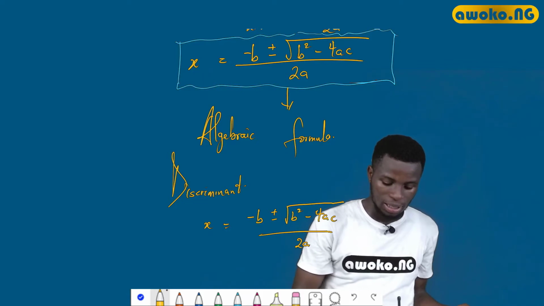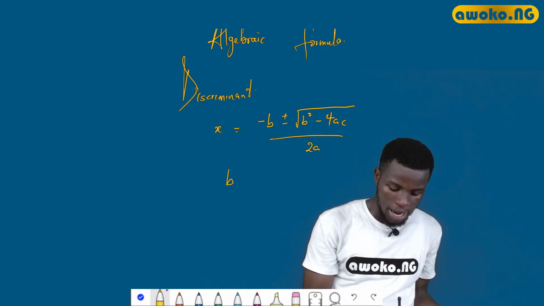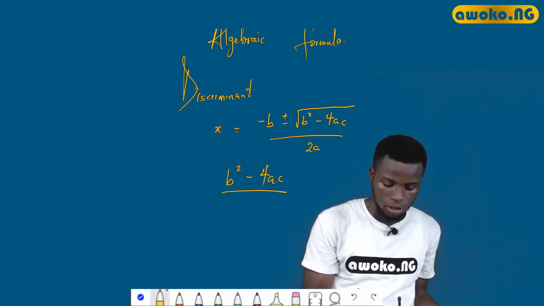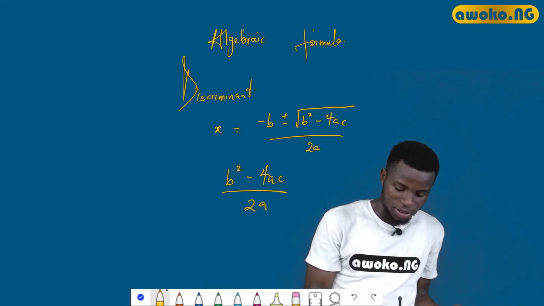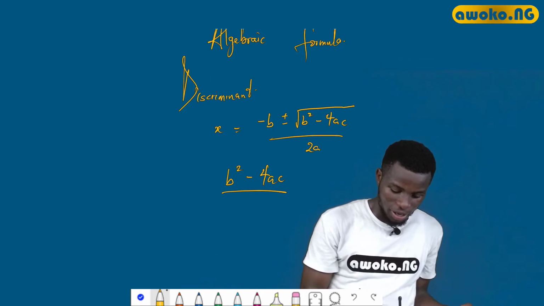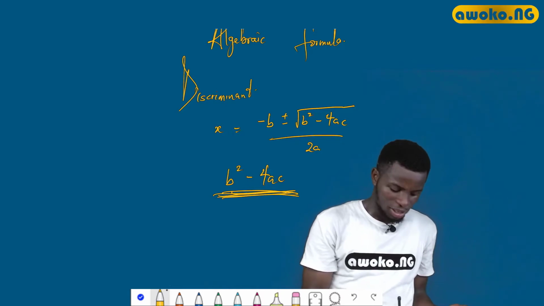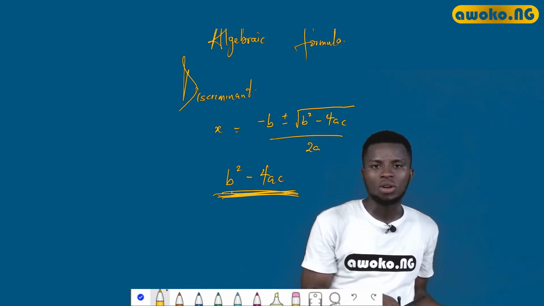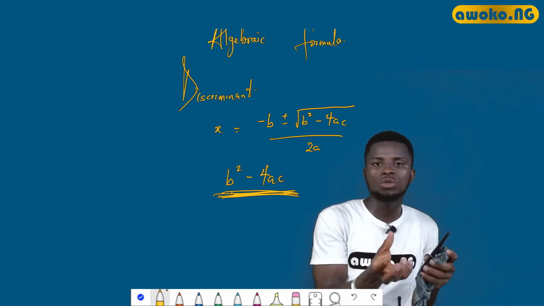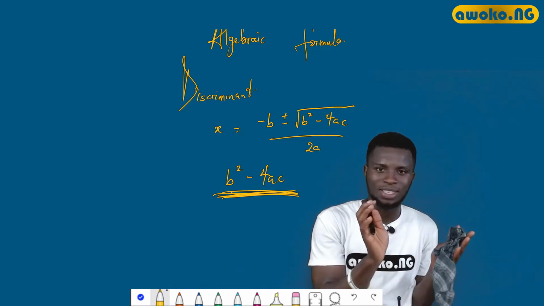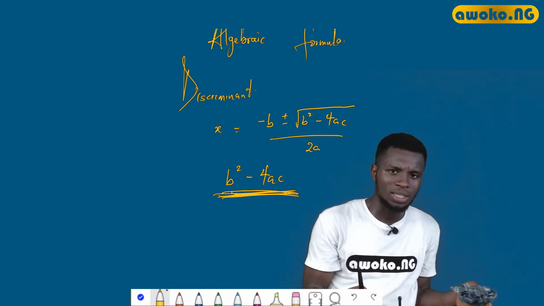Now, the discriminant in this general form is nothing but b squared minus 4ac. The 2a is not part of it, okay? Now, what is this discriminant talking about? This discriminant is actually telling us the nature of the roots of the quadratic equation. That is just it. It tells us the nature of the roots of the quadratic equation.